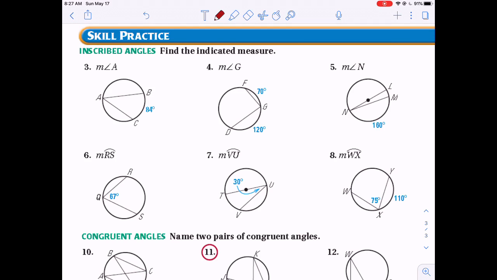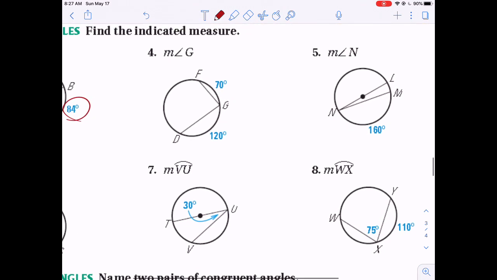All right, so they want A. It's 84 out here as an arc. I'll translate down. You just cut it in half. So that'd be 42. Let's see. Number 4 here, find angle G. Well, angle G, by the way, is going to be way out here. That's from here to here. This arc, or this value here.